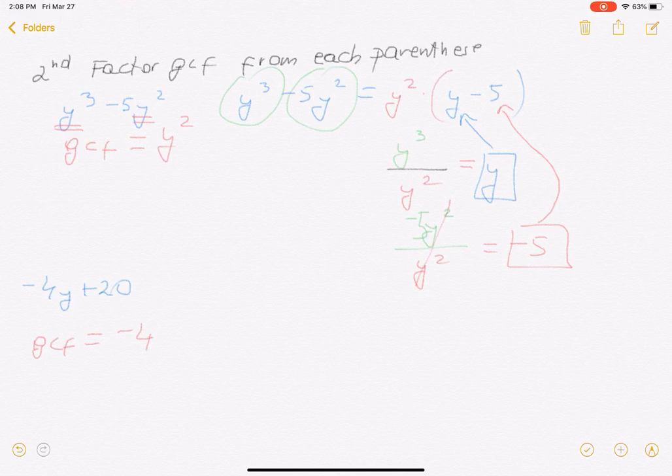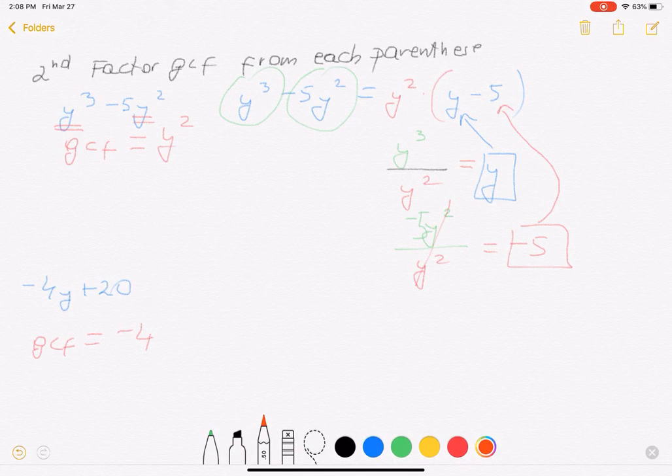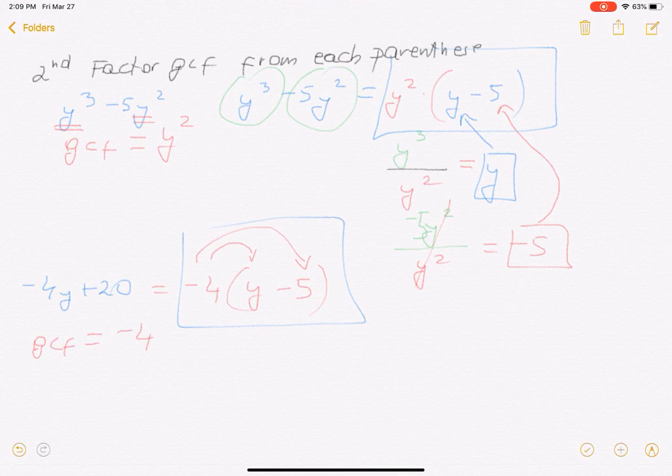So we're going to take that negative 4, and negative 4y divided by negative 4 will give you y, and 20 divided by negative 4 will give you negative 5. And again, you can always check, distribute, and make sure that you get the expression which you see on the left side. So we're going to save that. Have to factor completely.